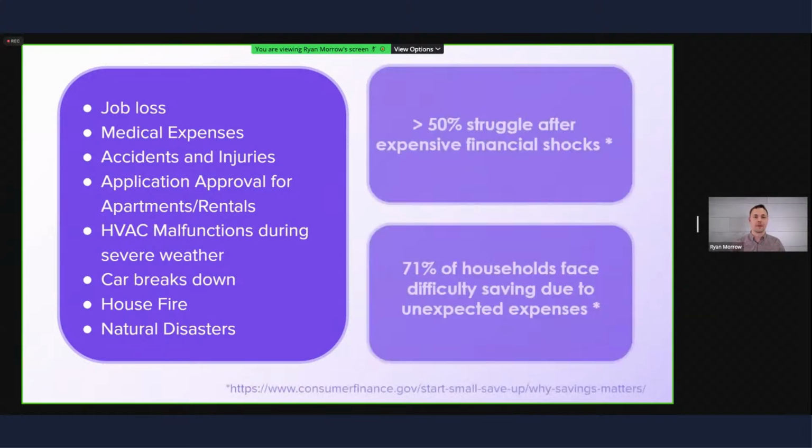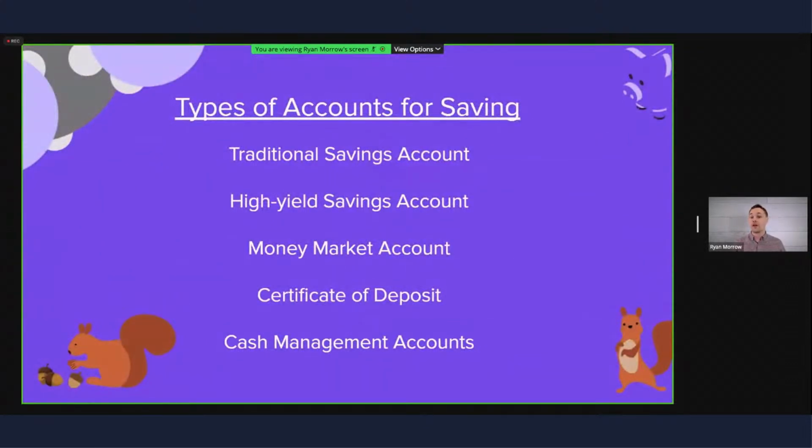Anything can happen. In fact, more than half of households struggle to make ends meet after experiencing some type of financial shock. Even worse, 71% of households face difficulty saving due to unforeseen expenses. These are the reasons why it is important to save. So then, how can we do this?